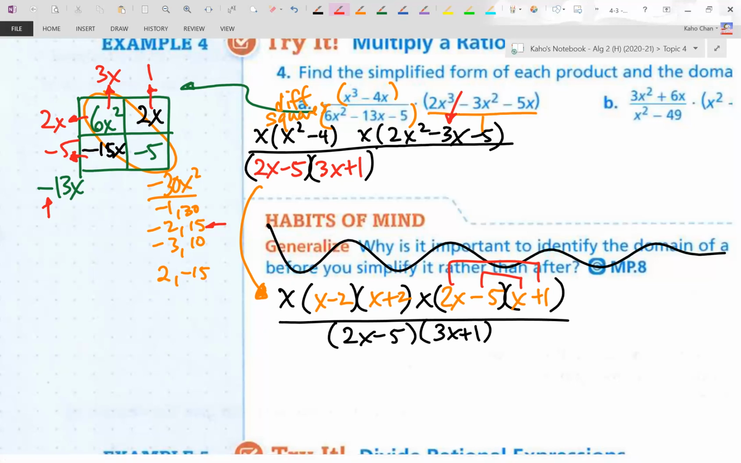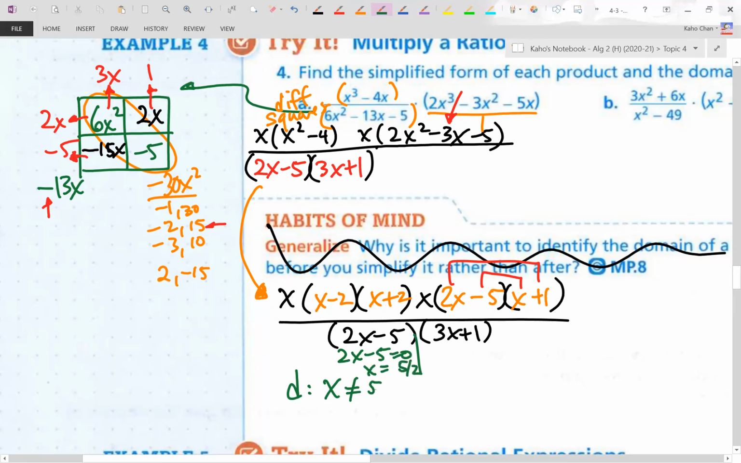Now take a look at this. We need to find the domain. The domain is in the denominator, and in this case, x cannot equal, let's take a look here, 2x minus 5 equals 0, x equals 5 halves, great. Over here, 3x plus 1 equals 0, x equals negative 1/3. So those are my domain values, okay? And unfortunately, the only thing I see canceling is the 2x minus 5. That is sad.